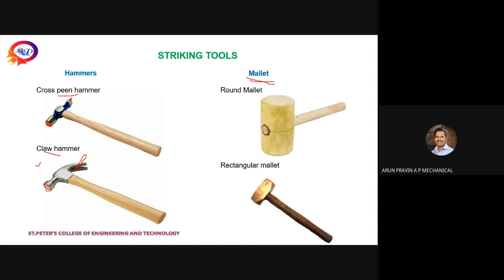A mallet has a wooden piece. Suppose there are iron rods and everything, it will damage your wood piece. So in those times mainly we will use a mallet. There is a round mallet and a rectangular mallet. It may be an iron piece and everything. But in that actually, we have a wooden piece, full wooden. It is mainly used for wooden pieces to avoid surface damage of the wood. So these are nothing but the two striking tools.